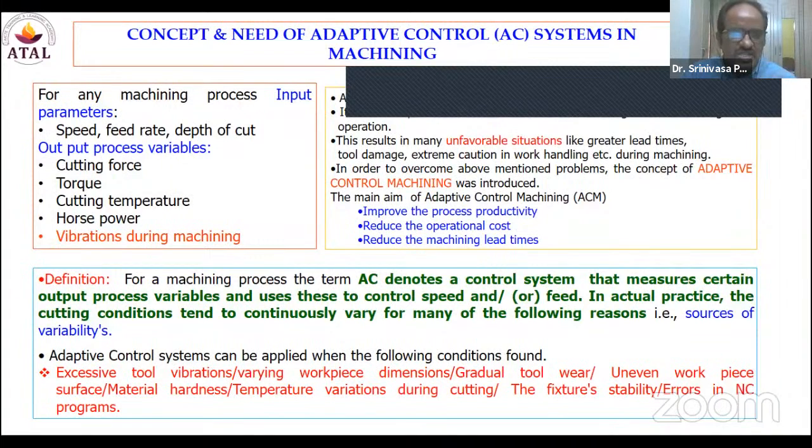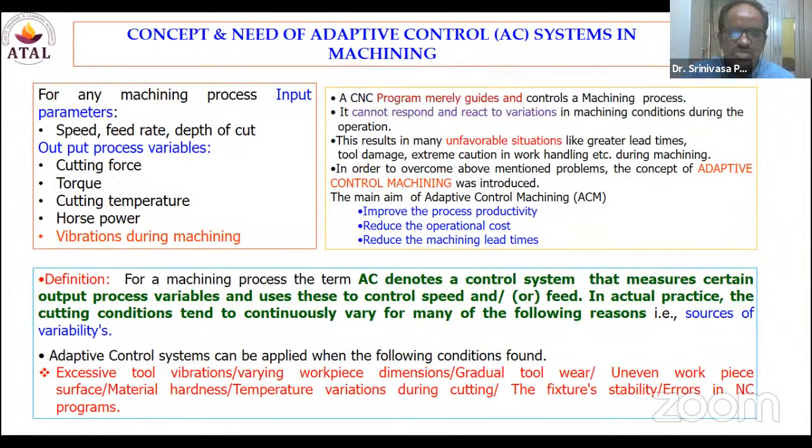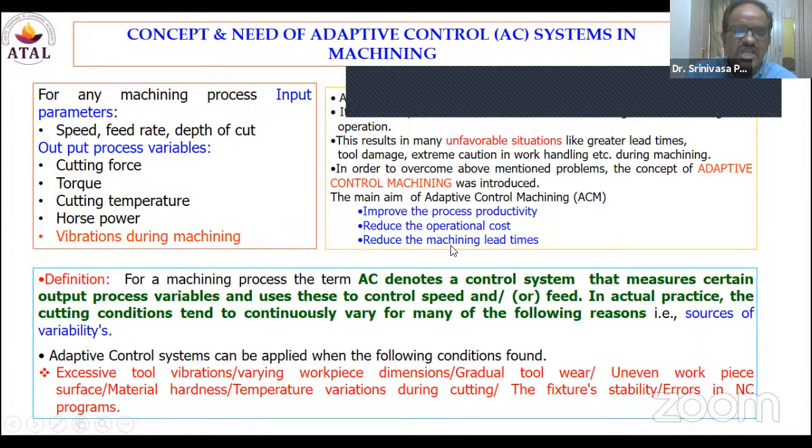Now, as I told you, an adaptive control system is going to give a solution without switching off the machine. If that is able to be done, coming to the third advantage, it reduces the machining lead time. It is going to reduce the total manufacturing lead time.